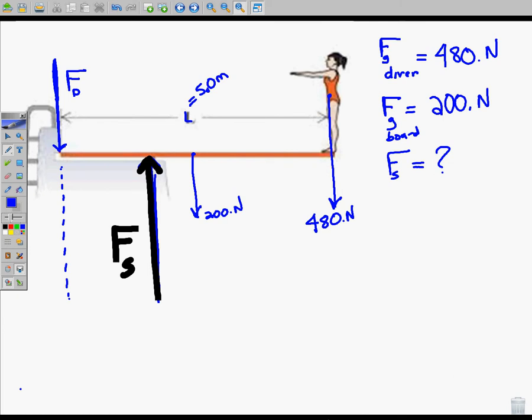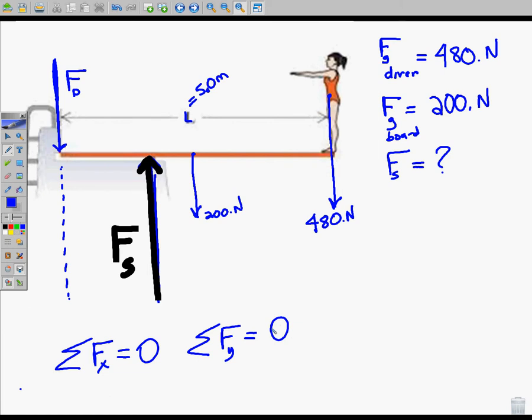But while she's standing there, concentrating, thinking of the dive, everything is balanced out. That board is obviously not moving, so it's in a state of equilibrium, yes? So we could say that the sum of all of the forces in the x direction has to equal 0. We don't have any forces in the x direction, so that's really not going to apply here. But the sum of all the forces in the y direction has to equal 0. So we do have vertical forces here, yes?